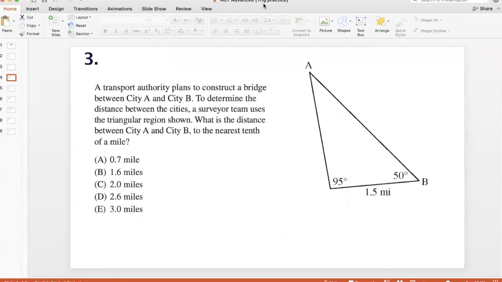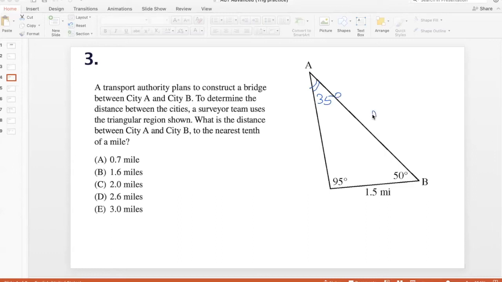Question 3, a transport authority plans to construct a bridge between city A and city B. To determine the distance between the cities, a surveyor team uses the triangular region shown. What is the distance between city A and city B to the nearest tenth of a mile? So we are given two angles, so we can find the third angle, angle A. So 95 plus 50 is 145. So this angle would be 35, because the sum of angles should be 180, right?